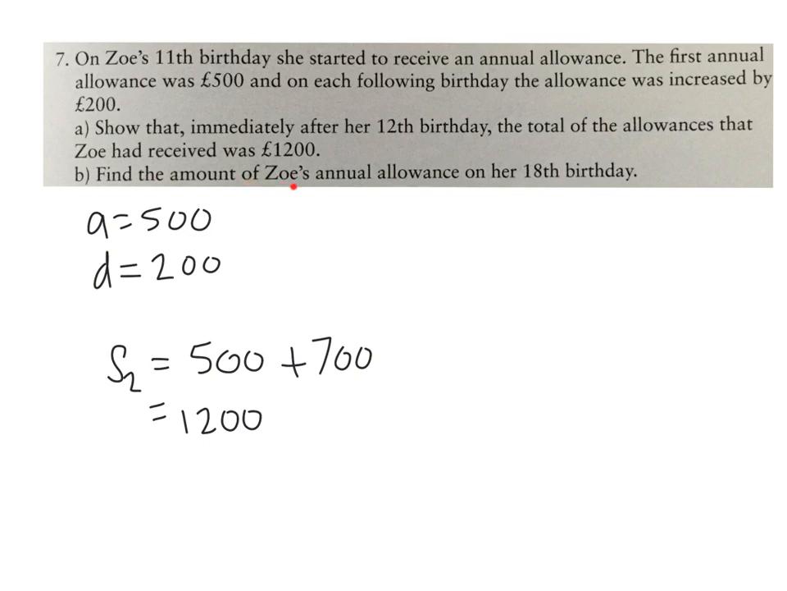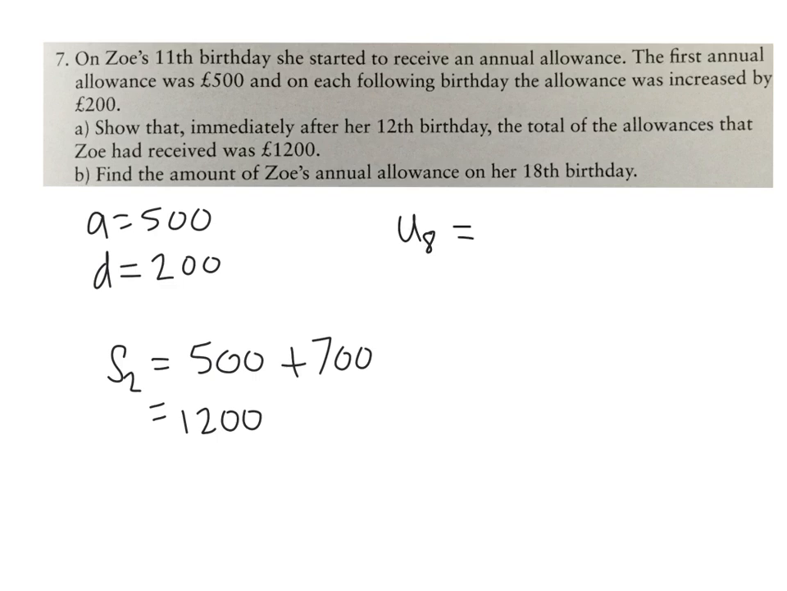Find the amount of Zoe's allowance on her 18th birthday. So that's not how much she's received altogether, it's just how much she gets on her 18th birthday. So then we look at how many that is on from the 11th birthday. If that 11th is the first one, then the 18th would be the 8th. So you're looking at the 8th term. So it'll be your 8th birthday from the start of the allowance.